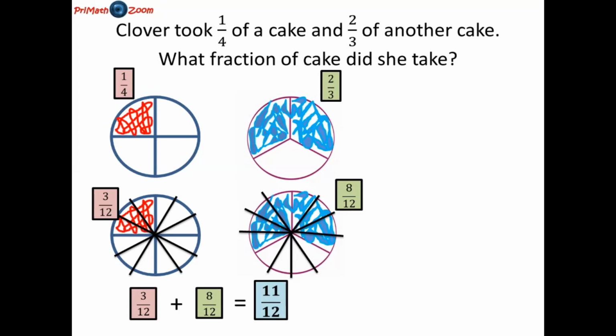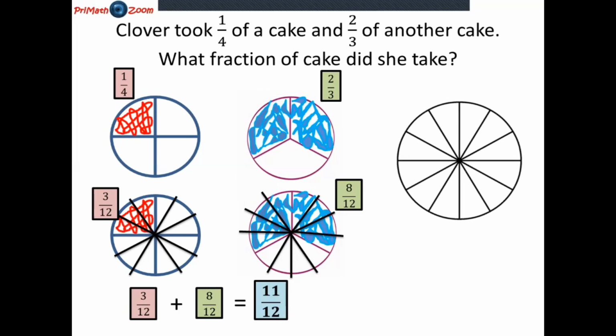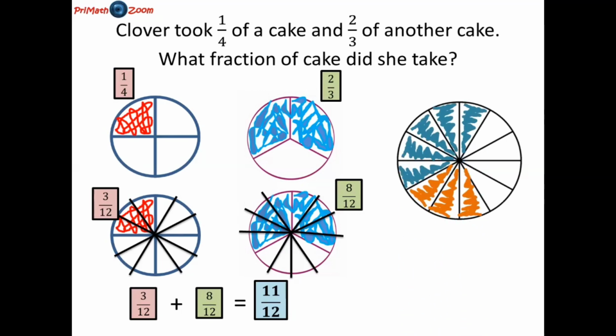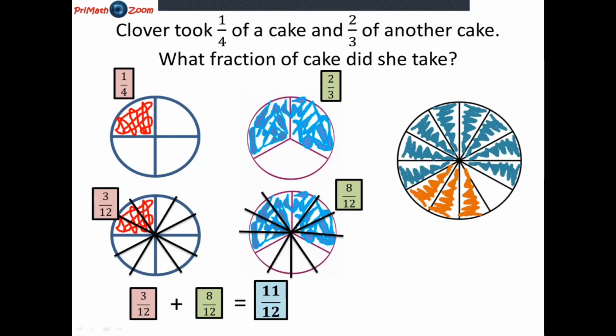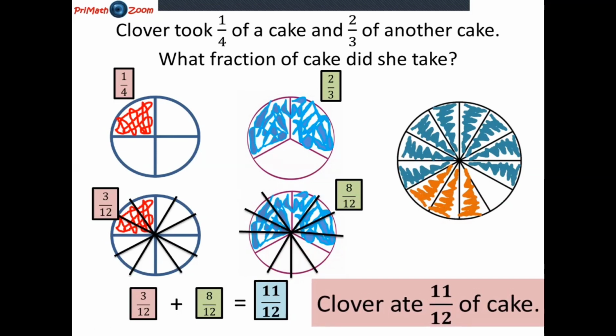Given that we know that each cake is cut into 12 equal parts, we could show a diagram cut into 12 equal parts. And we know from the first cake, she took 3 out of the 12. So let's go 1, 2, 3 out of the 12 parts. And in the second cake, she took 8 out of the 12 parts. 1, 2, 3, 4, 5, 6, 7, 8. So here we can easily look at the number of parts taken from the whole of 12. We can go right ahead and count to be sure. 1, 2, 3, 4, 5, 6, 7, 8, 9, 10, 11. 11 out of 12 parts. So Clover ate 11/12 of cake.